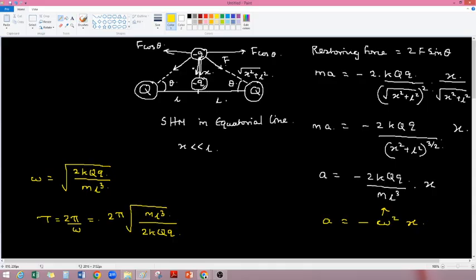Okay. So here you have to remember that only if you have an opposite charge, it will do simple harmonic motion in the equatorial line. In the axial line, it has to be the same sign of charge. Only then it will do the simple harmonic motion this way. So that I have given in a separate video.